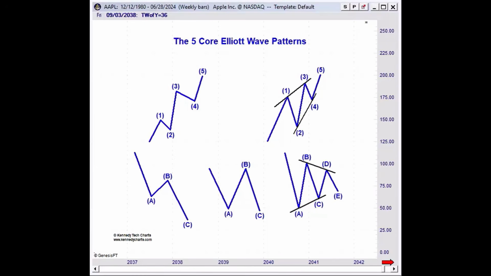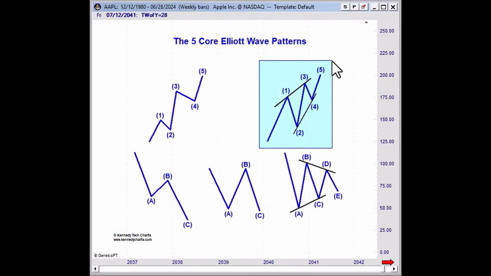Now, as far as today's lesson, we're going to be moving on. Yesterday we discussed how to trade the impulse wave. Today we're going to be looking at how to trade the diagonal, and that would be this pattern right here. Let me go ahead and highlight that for you. Remember, this is an ending diagonal.